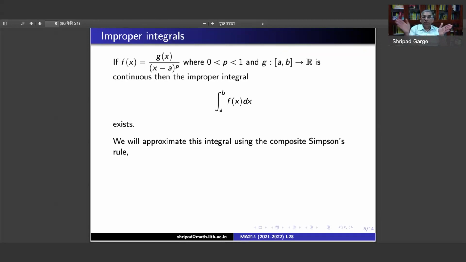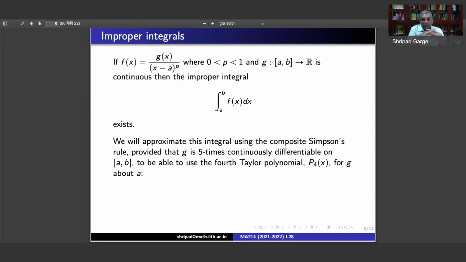But to apply these composite Simpson's rules, you will have to take some set of nodes, and you will have to assume some continuity or continuous differentiability. And so we will assume that g is 5 times continuously differentiable, because then we will also be able to use the fourth Taylor polynomial, which is P4(x), for the function g, which is the numerator of the integrand, about a.